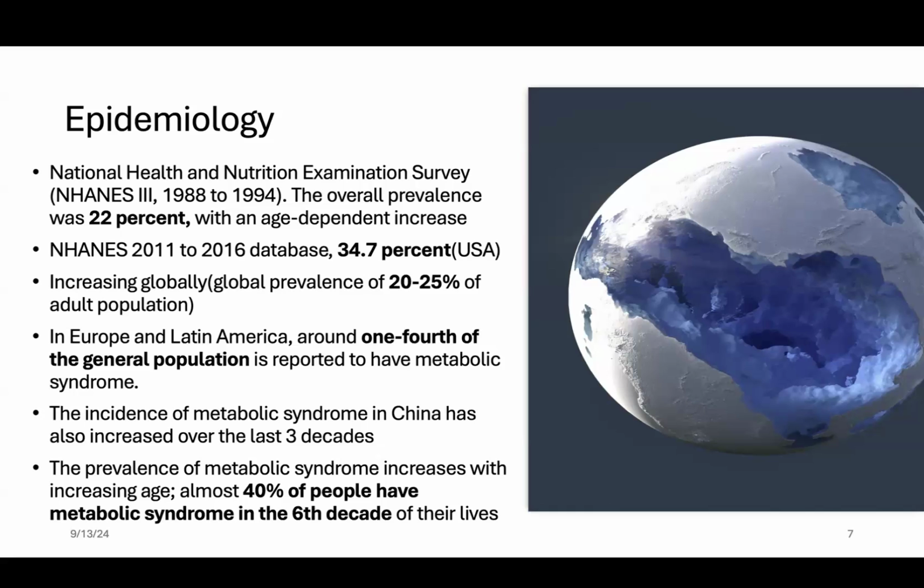Metabolic syndrome is increasing globally. In fact, the global prevalence puts it between 20 to 25% of the adult population. In Europe and Latin America too, it is increasing. And over there, 1/4 of the general population is reported to have metabolic syndrome. China has been increasing in terms of metabolic syndrome. And like I mentioned, it increases with age. And 40% of people have metabolic syndrome in their 6th decade. So you realize that this is a pandemic now, this is a public health problem.